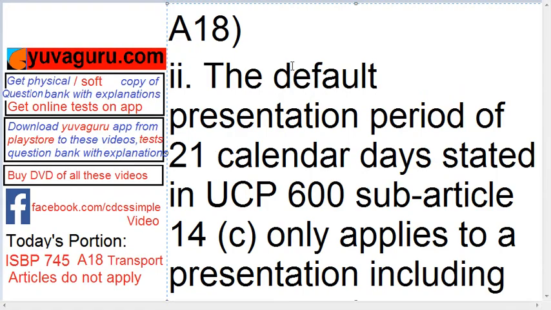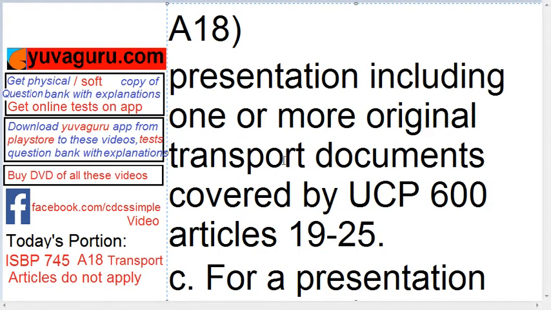The default presentation period of 21 calendar days stated in UCP 600 sub article 14C only applies to a presentation including one or more original transport documents covered by UCP 600 articles 19 to 25. It means the presentation period only applies when transport documents are asked, and not these mate's receipts and other documents.